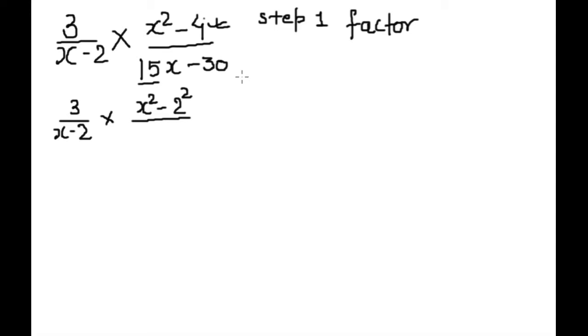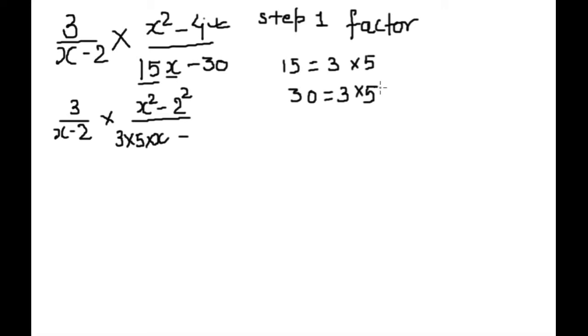And here 15. We can write 15 as 3 into 5, so 3 into 5 into x. Here is x minus 30. We can write 30 as 3 into 5 into 2. So we will write here 3 into 5 into 2. Now come to the next step.